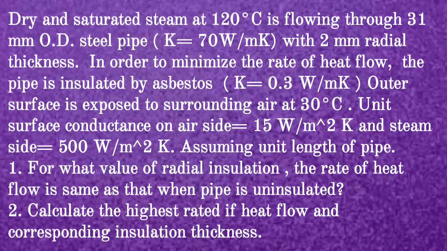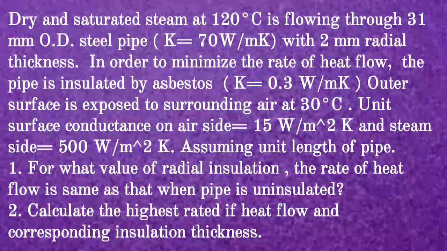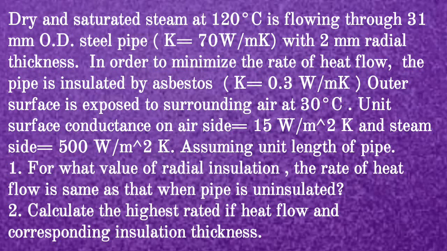Dry and saturated steam at 120 degrees Celsius is flowing through a 31 mm outer diameter steel pipe with K equal to 70 Watt per meter Kelvin with 2 mm radial thickness. In order to minimize the rate of heat flow of the steam, the pipe is insulated by asbestos with K equal to 0.3 Watt per meter Kelvin. Outer surface is exposed to surrounding air at 30 degrees Celsius.